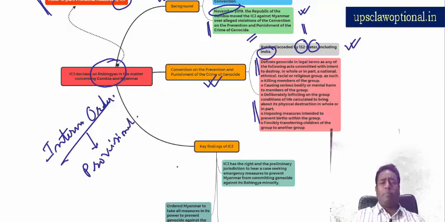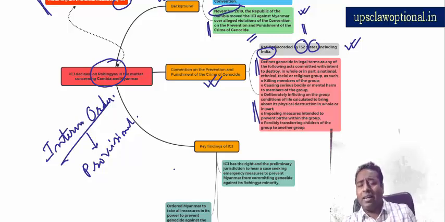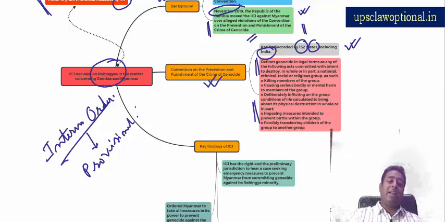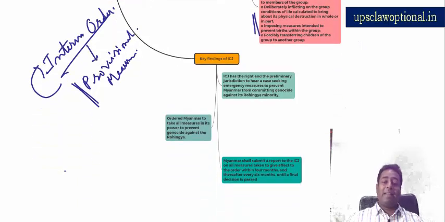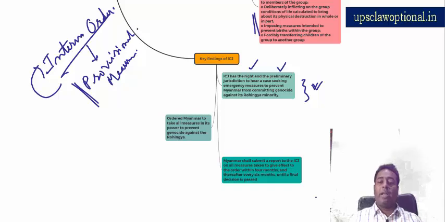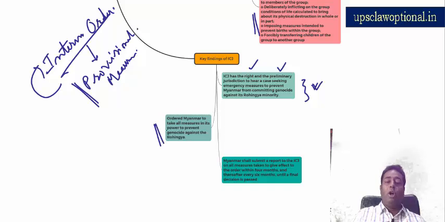So if you study the powers, functions and jurisdiction of the International Court of Justice under the module on organs of the United Nations, you will see that the ICJ has the power to pass such orders, thereby providing provisional measures. Provisional measures are akin to interim orders as we understand in Indian law. So, what the ICJ has said, number one, is that it has the right and preliminary jurisdiction to hear a case seeking emergency measures to prevent Myanmar from committing genocide against its Rohingya community. So you see that this is a preliminary jurisdiction which the ICJ is exercising to grant provisional measures. It has also further ordered Myanmar to take all measures in its power to prevent genocide against the Rohingya. So you see the ICJ is actively interfering so far as the issue is concerned.